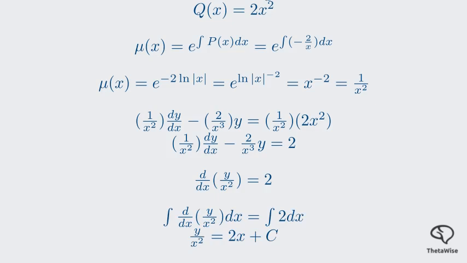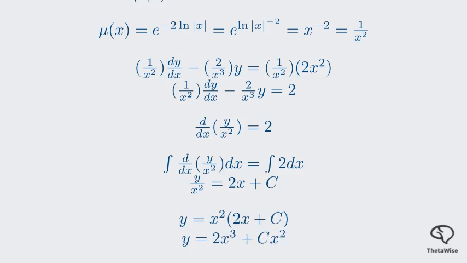Integrating the right side gives 2x plus our constant c. Finally, we solve for y by multiplying by x squared. Our general solution is y equals 2x cubed plus c times x squared. And there you have it. We've successfully solved our first linear ODE.